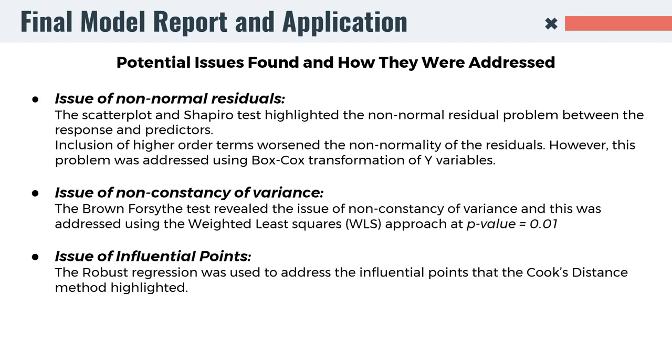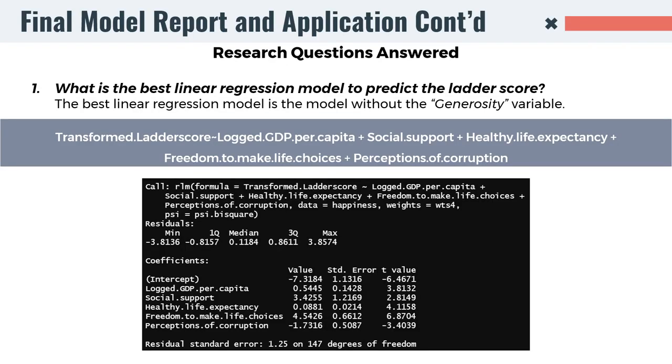The second issue was the non-constancy of the variance of our residuals, and this was corrected using the weighted least square approach. The third issue we found was the issue of influential points, and we applied robust regression in correcting this. Moving on to the research questions, we had two research questions and we are going to answer them in the following slides.